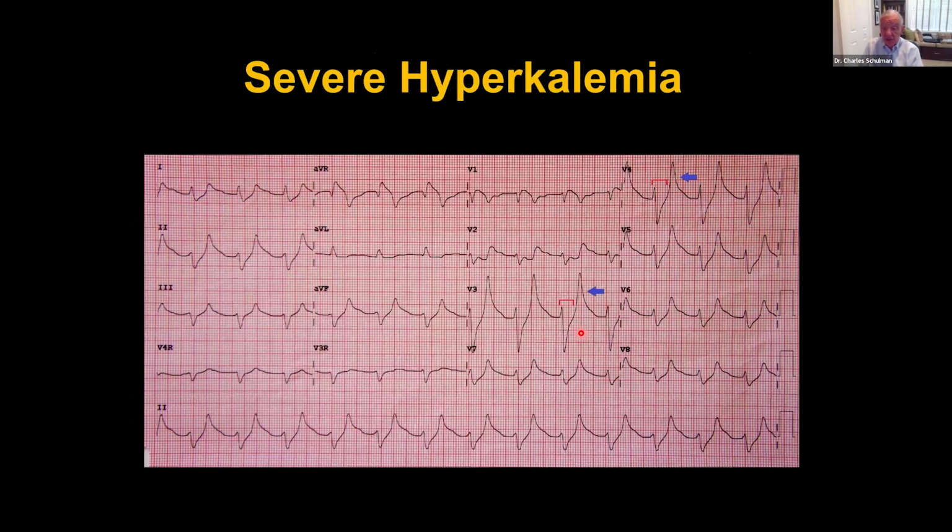Okay, this is severe hyperkalemia. Again, tall, pointy T waves, but wide QRS, ST abnormalities. You can't really see P waves, but wide, bizarre QRS. So you recognize this.